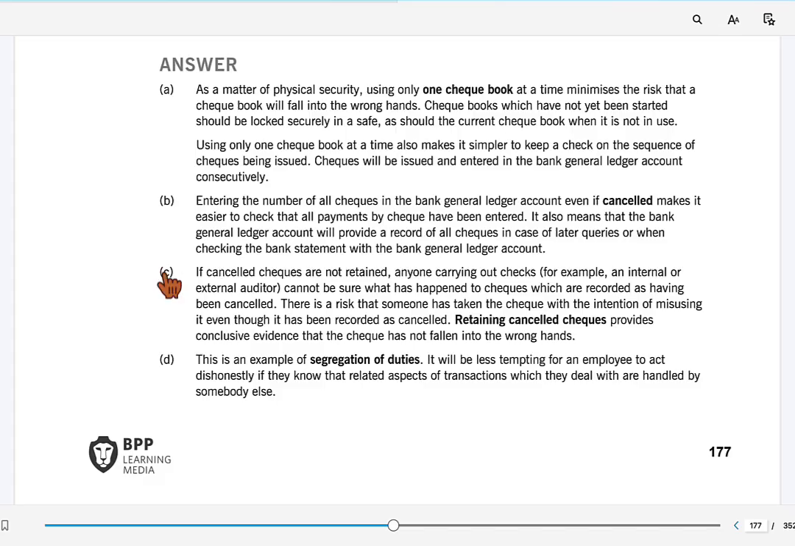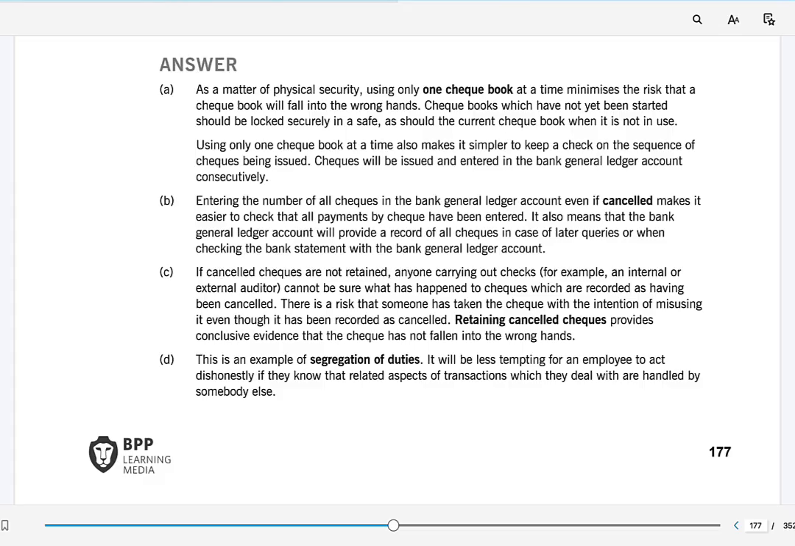Procedure C. All canceled checks are to be retained. This means canceled checks must be kept. They must not be thrown away. They must not be destroyed. They should be filed safely. Canceled checks are important evidence. This is a good control for several reasons.